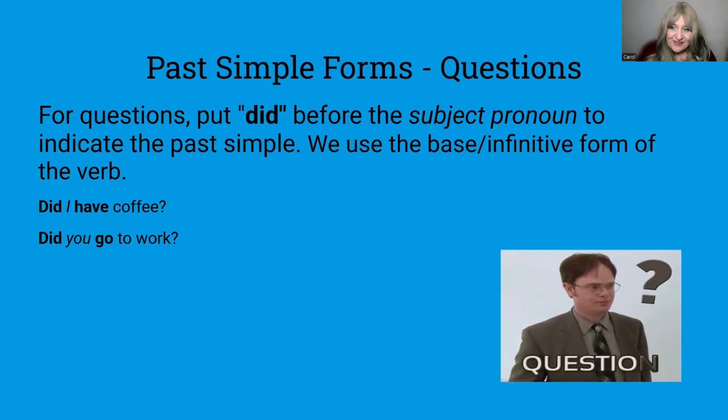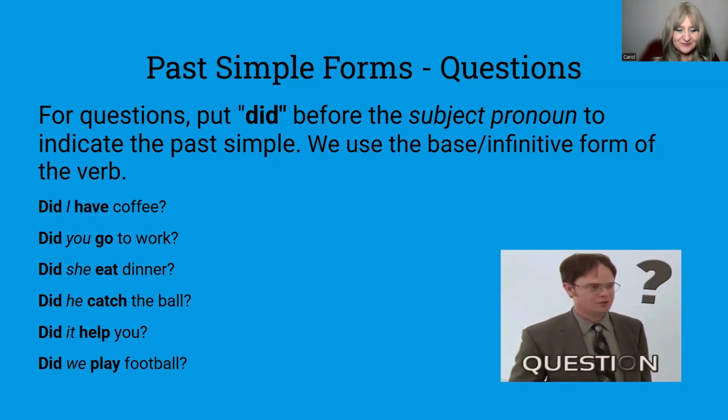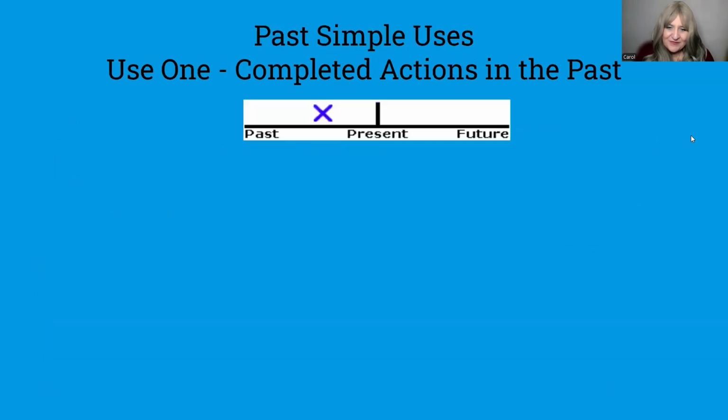Did you go to work? So again, you, the subject pronoun, we have did in front of that. And again, go, the base form of the verb. Did she eat dinner? Did he catch the ball? Did it help you? Did we play football? And did they sing a song? So that's how we form questions in the past simple.